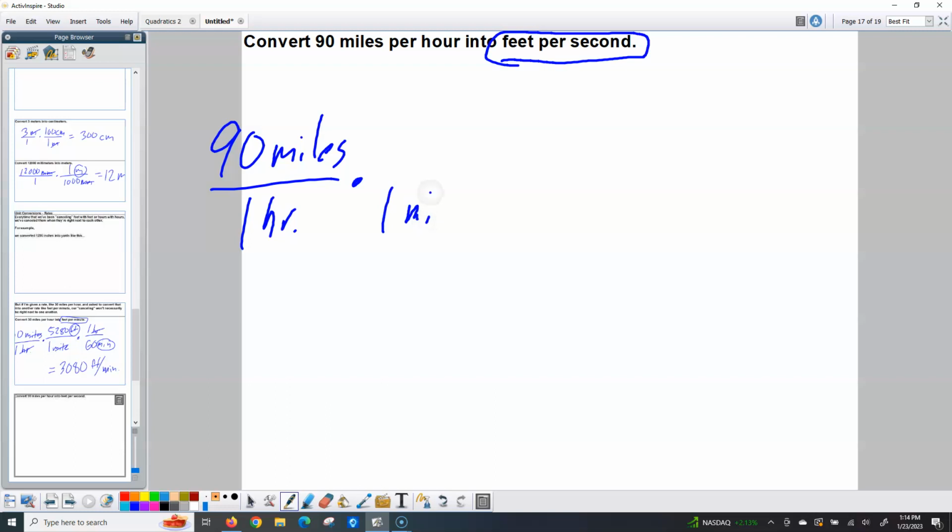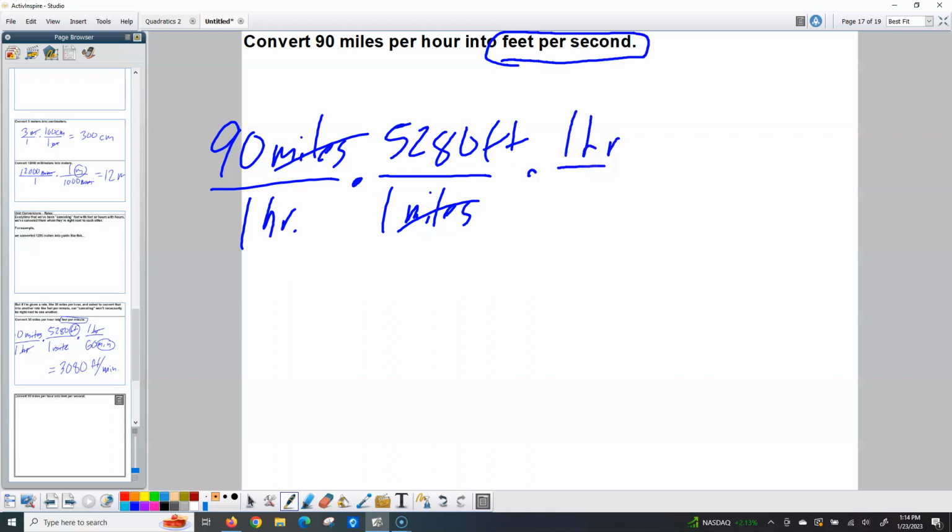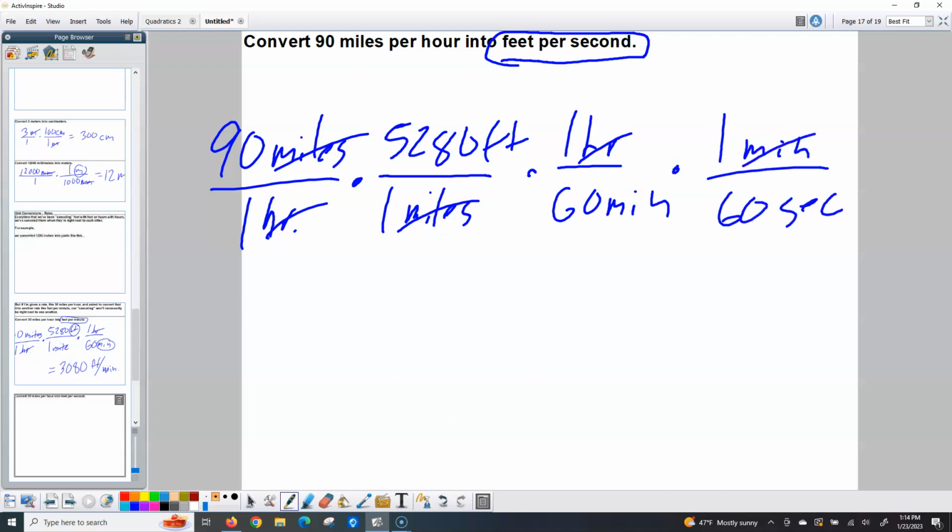I'm going to put miles on the bottom. 1 mile. That doesn't make any sense. 5,280 feet. Those will cancel. And so now I'm in feet. I need it to be in per second. So I'm going to change that hour. 1 hour is 60 minutes. It cancels the hours. And then I got to change minutes into seconds. I know that 1 minute is 60 seconds. Minutes cancel, and I'm left with feet over seconds, feet per second.